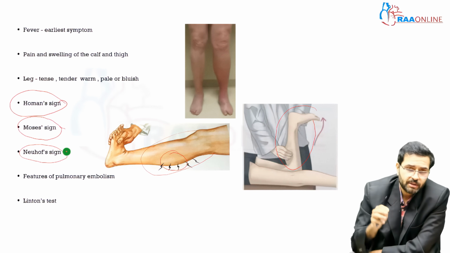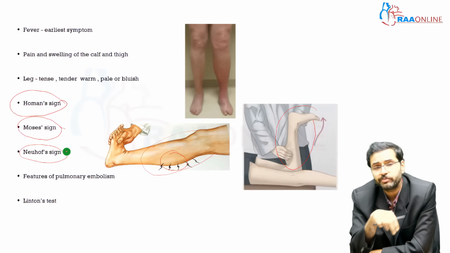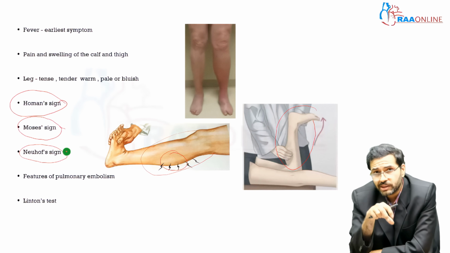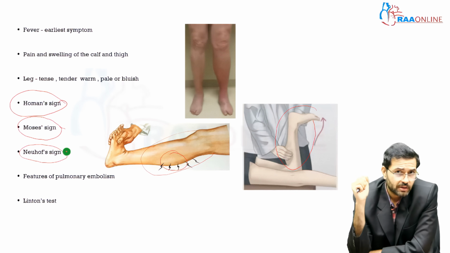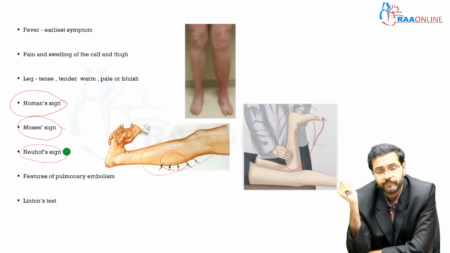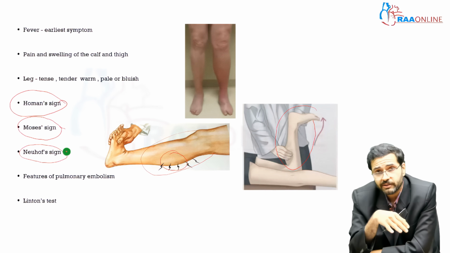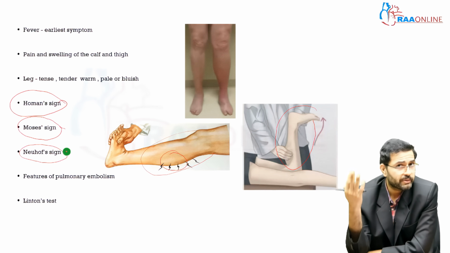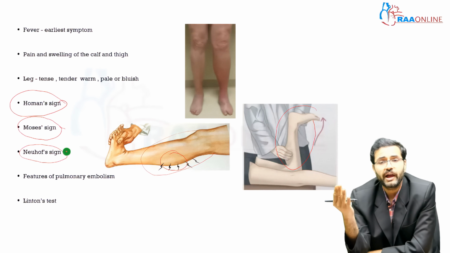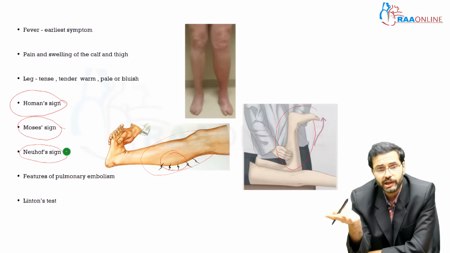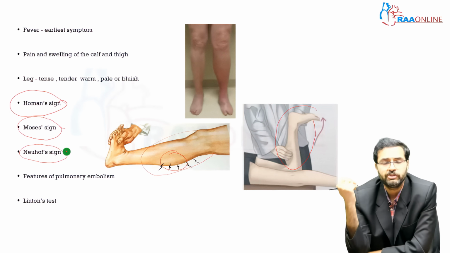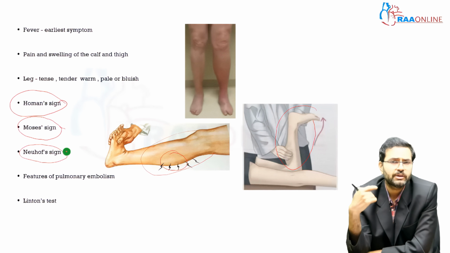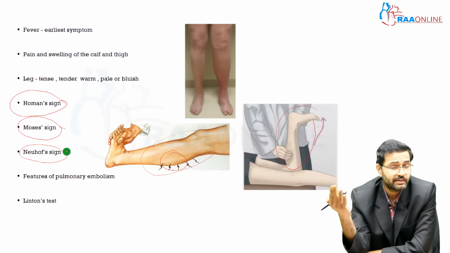Neuhoff sign is nothing but deep palpation of the calf muscles. You will be able to make out thickening and elicit tenderness on deep palpation of the calf muscles. That's called Neuhoff sign. Other than this, the patient might present with features of pulmonary embolism. That could be the presenting feature. You may not even have any calf or leg swelling, but might present with pulmonary embolism in the form of severe chest pain, cough, hemoptysis, breathlessness, etc.